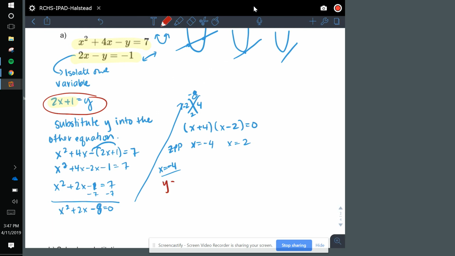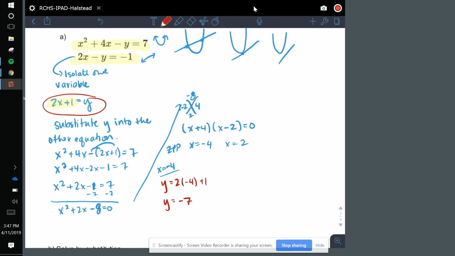So y is equal to 2 times negative 4 plus 1. So y is equal to negative 7. So my point of intersection is negative 4, comma, negative 7. Am I done? Nope. Now I got to do the other one.